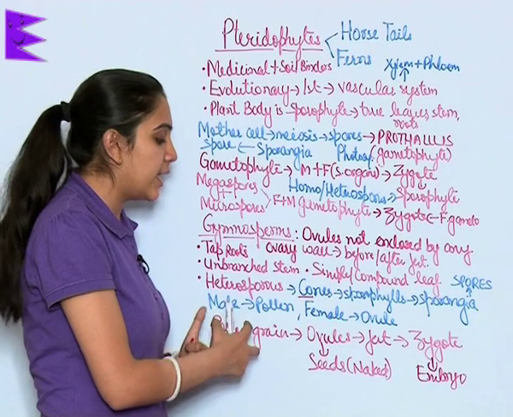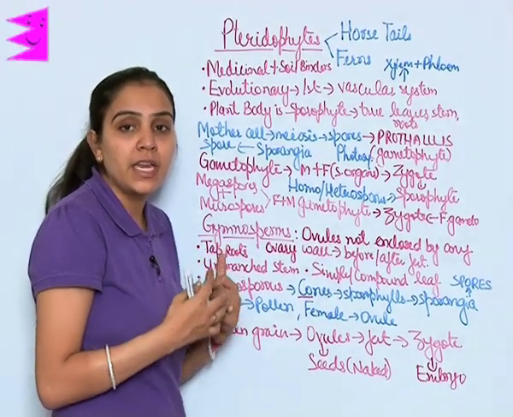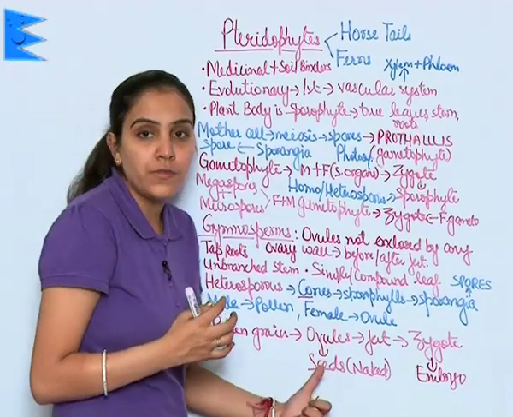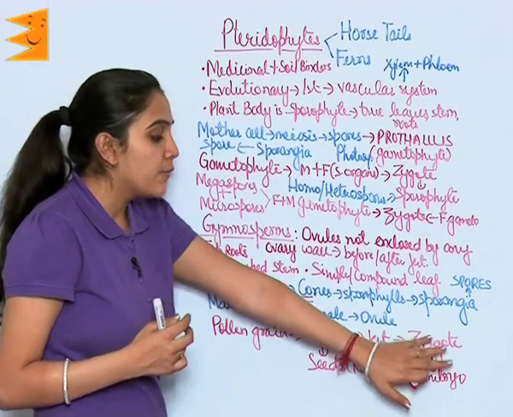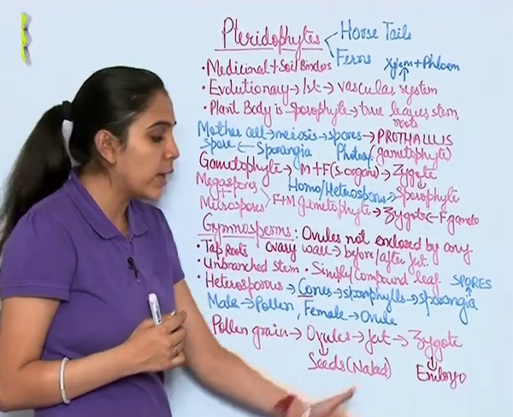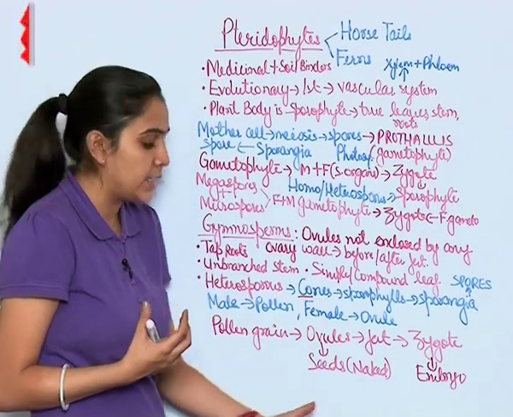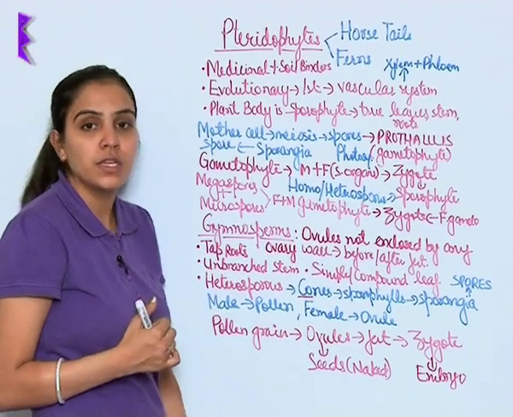The pollen grain then gets carried away by wind, animal, water or any medium, goes to ovule and leads to fertilization, which leads to formation of zygote. Zygote gives embryo and ovule is turned into seed which is naked. So this is the life cycle of gymnosperms.